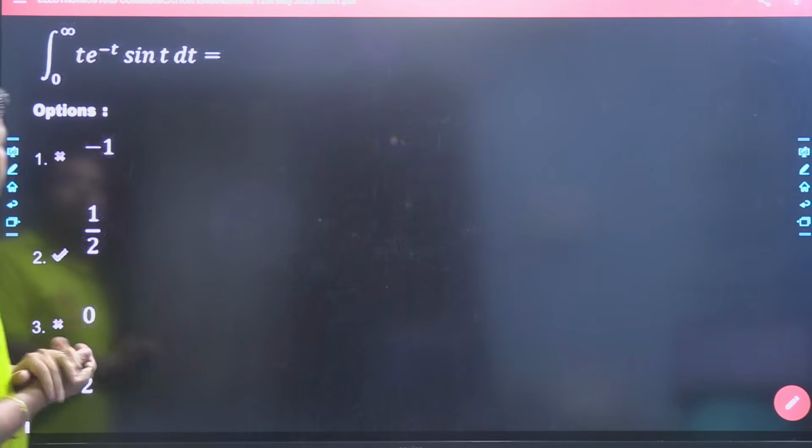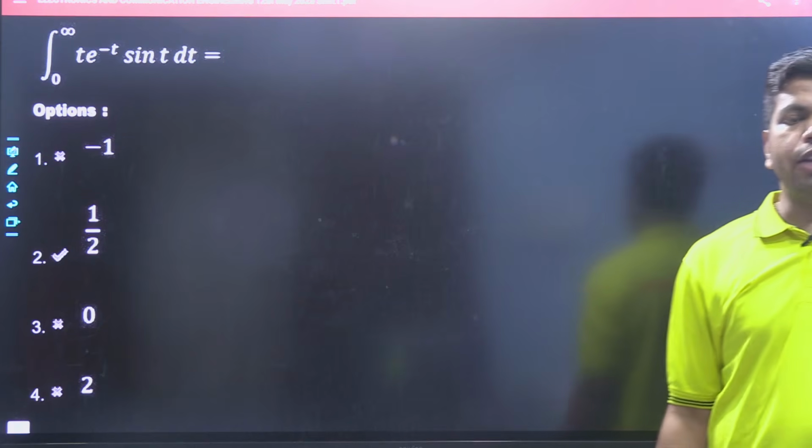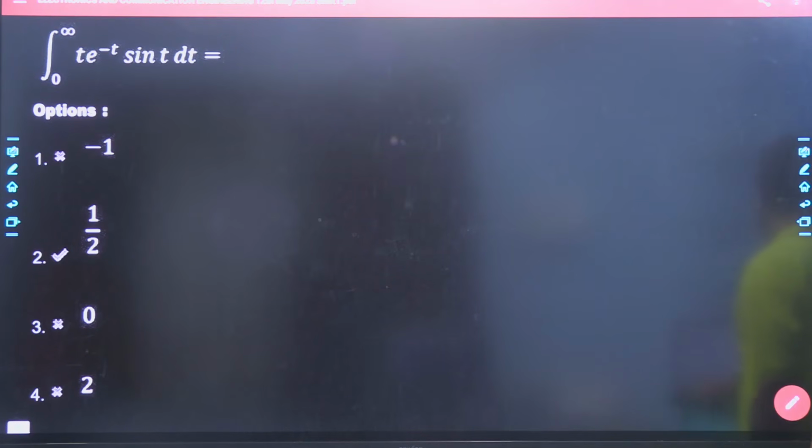Let's see, we need to do the integration from 0 to infinity with respect to t.